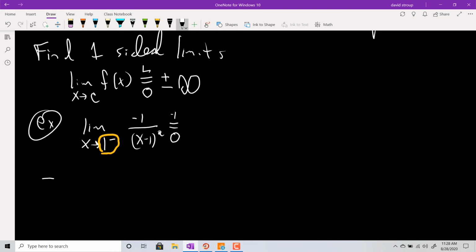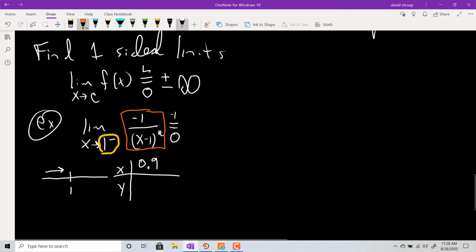So what I suggest you do is do a number line for figuring out your approach. So I'm coming in from this direction. And then do a table, just a 1 point table. It's like a test value. So you pick a value that's approaching 1 from the left, something like 0.9, and then you plug that into the function that we're working with, this thing that I just boxed in red. So all I need is a sign. I don't care about anything else, and the sign is going to tell me what type of infinity I have.